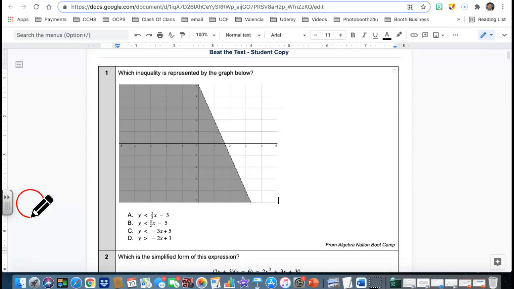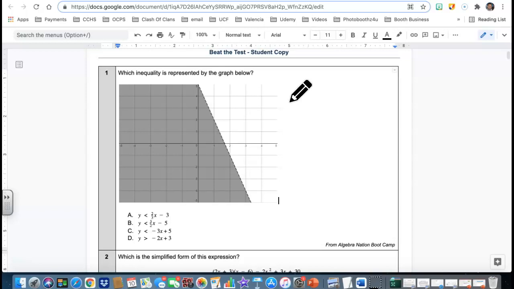Today we're going to work on a test that is called Beat the Test. This is a practice exam for the Algebra 1 EOC end of course exam. This test is given by the official Florida EOC website. Okay, so this is the people that make the official test when you're at the end of the Algebra 1 course. So it's great. So let's pay attention and let's work on this.